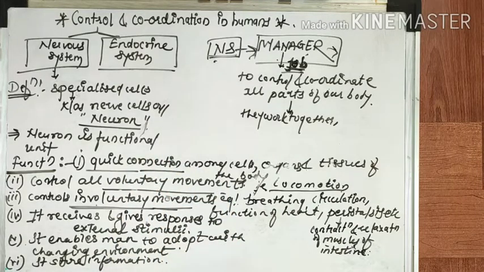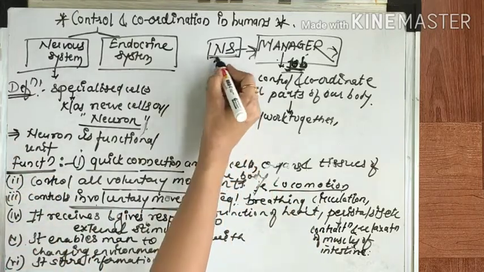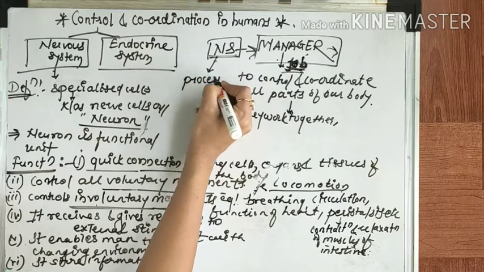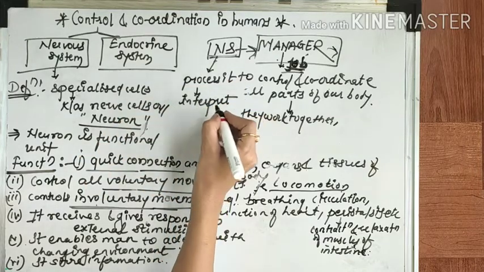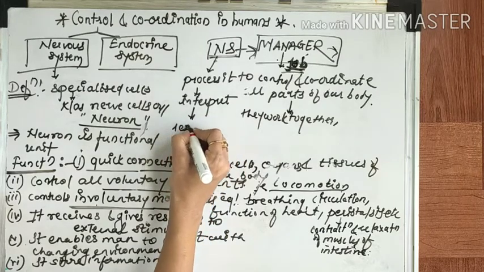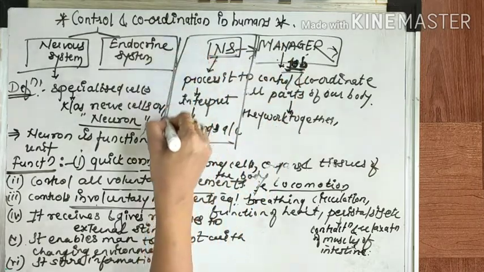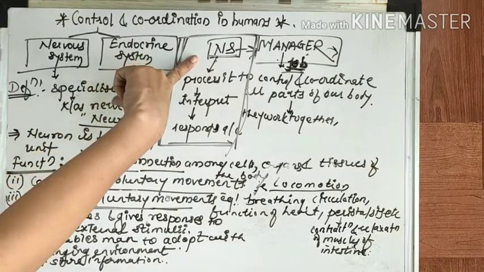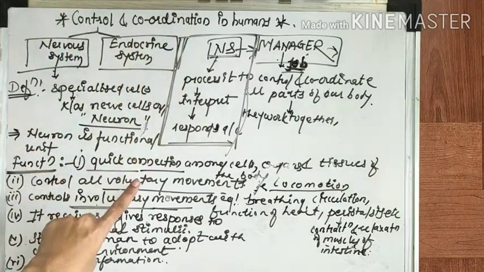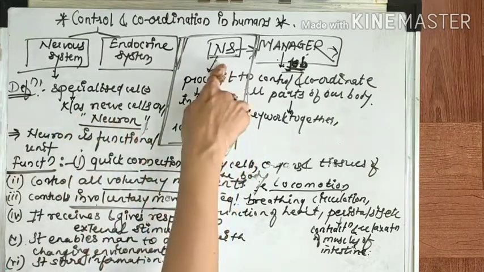are also controlled by the nervous system. Okay, so the human nervous system receives information from the surrounding, right? Then what will happen? It receives the information from the surrounding first, then it processes it, then after processing it interprets it, and after interpretation it responds accordingly. This is the actual work of the nervous system. First the human nervous system receives information from the surrounding, then processes it, then interprets it, and then responds according to the stimulus.